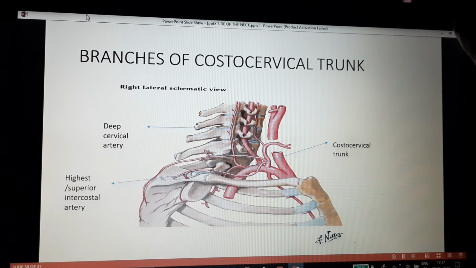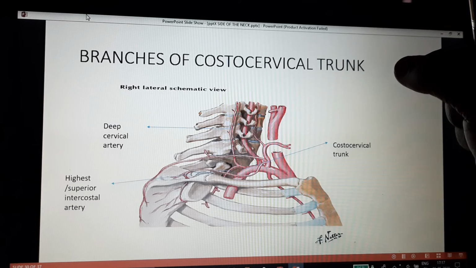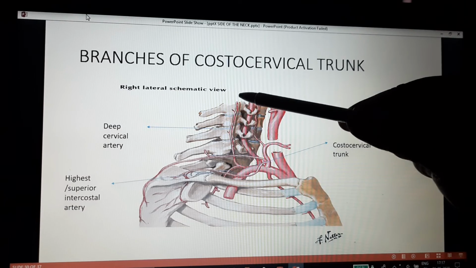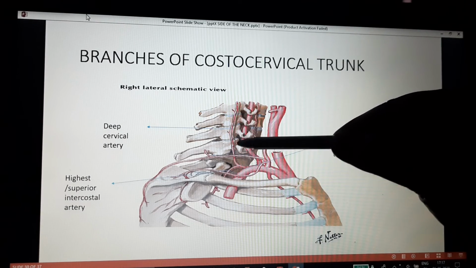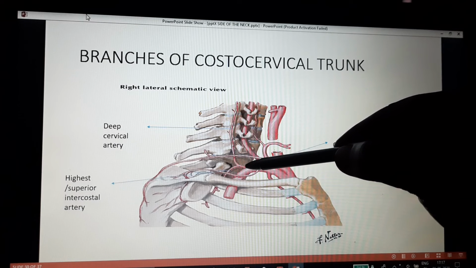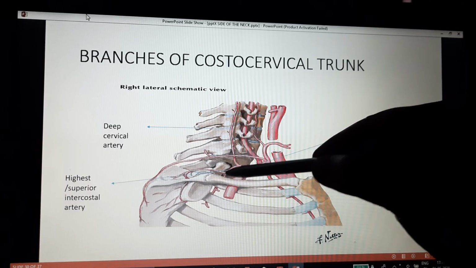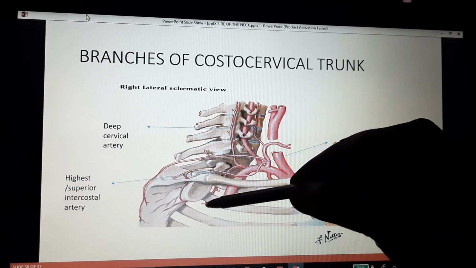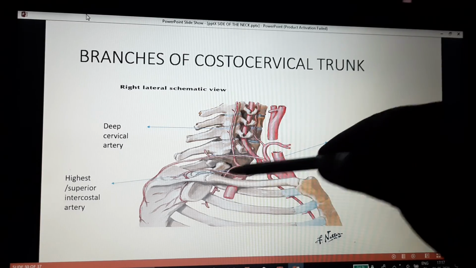and it gives one spinal artery which enters through the intervertebral foramen present between the C7 vertebra and T1 vertebra, which supplies the spinal cord. And as we told earlier, this is the superior intercostal artery, which gives the first and second posterior intercostal arteries.